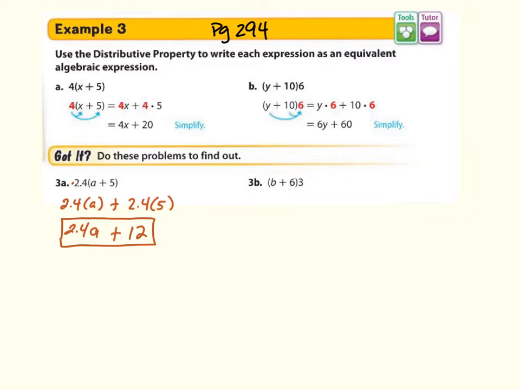Okay, let's try 3B. 3 is the factor that is going to get multiplied to both terms on the inside. So we're going to have 3 times b plus 3 times 6. 3 times b is just going to be 3b. 3 times 6 is going to be 18. So 3b plus 18 is our simplified version, and you can't go any farther than that. Moving on.